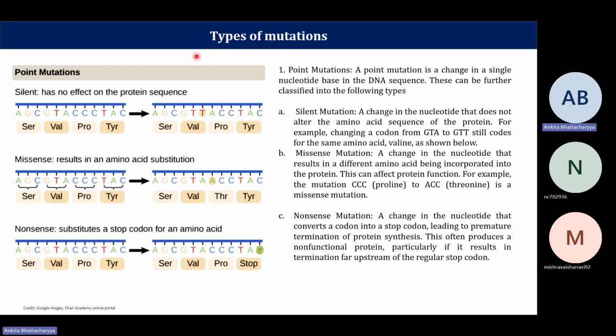So what do you see here? You see that there is a change from proline to threonine, and nonsense is similar to a missense mutation. The only difference is that instead of a coding amino acid, you now have a stop codon. So these are the three major types. You can again brush up on this.